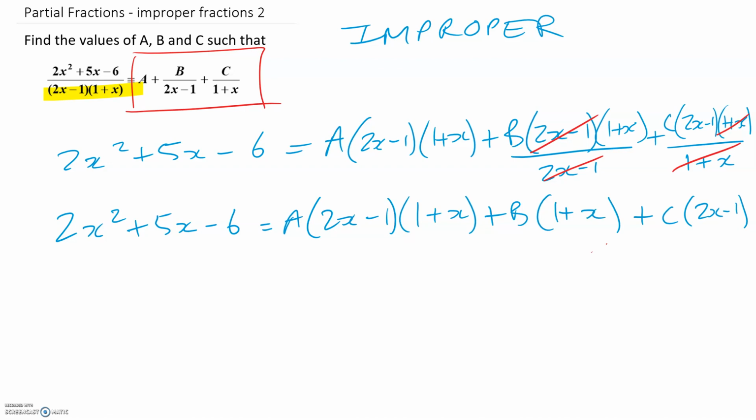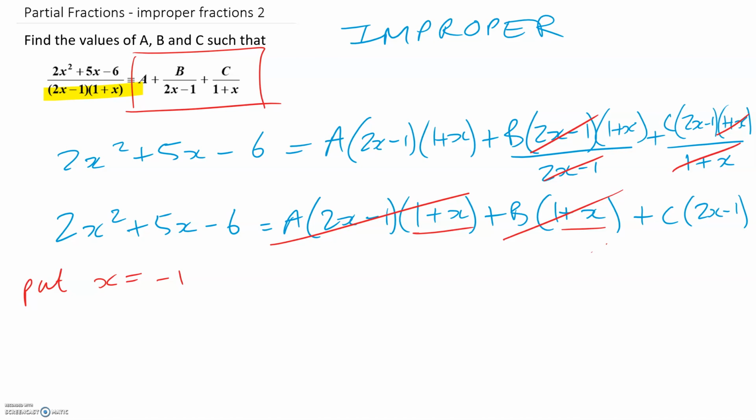Do what you normally do with partial fractions and make the brackets equal 0. You can find out what a, b and c are. So I would put x equals minus 1, and then that will make this bracket equal 0, so that will disappear. Make this bracket equal 0, so that will disappear, and we'll be able to work out what c is.